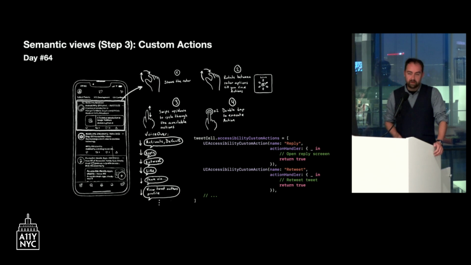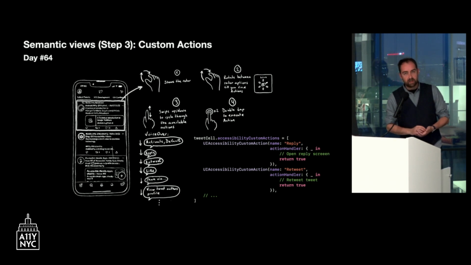And the third step is, we talked about how a single tweet can have multiple actions, like retweet, reply, share, and all those. Because those buttons are inside an accessibility element, they're not accessible anymore. So the way to solve that is with something that in iOS is called custom actions. There's an array called accessibility custom actions, and you can basically define which actions the user can do with that element.